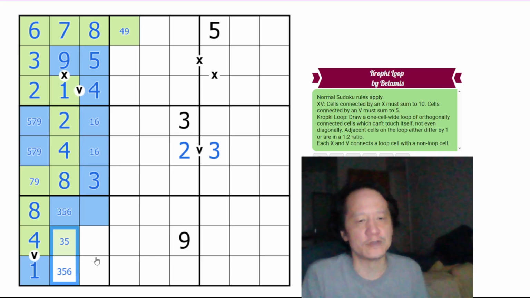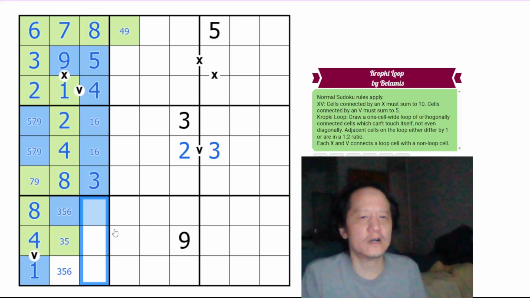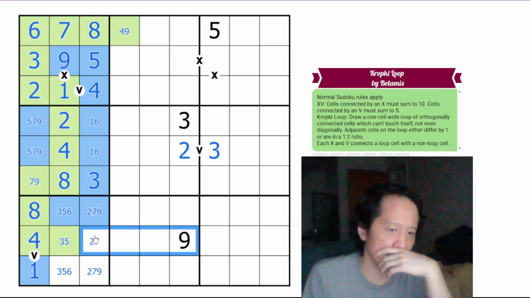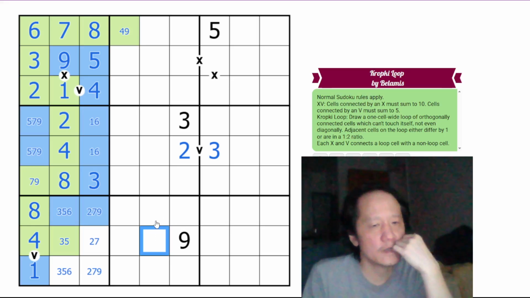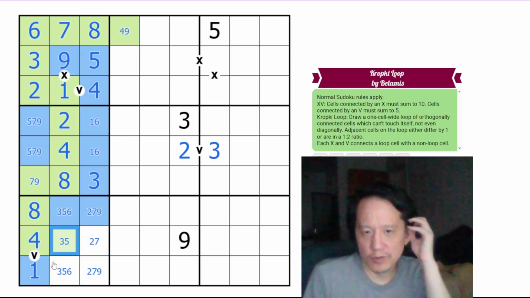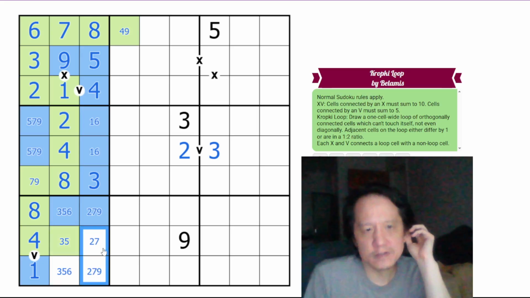So it could go down this way. Remaining digits in column 3 are 2, 7, 9. And 9 cannot be here because of the 9 in the row. So this could work either way. We don't know anything about this.